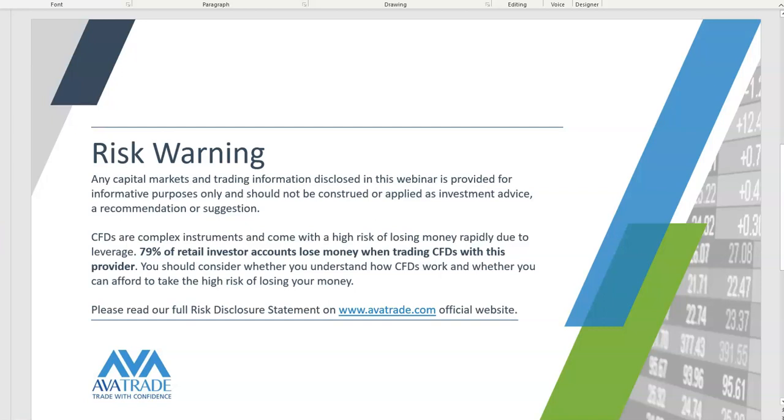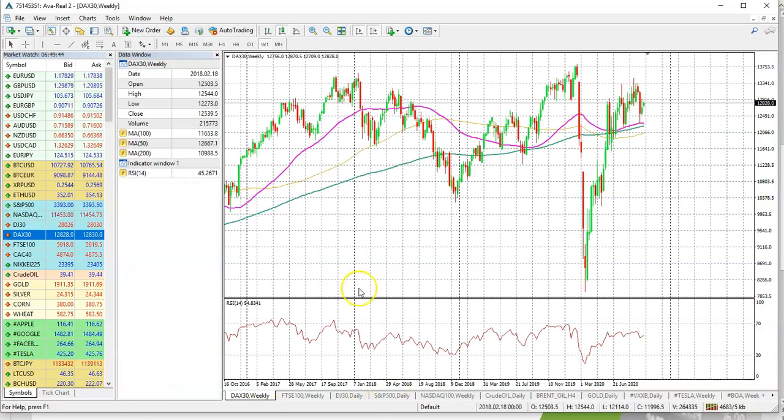Now, as always, I'm going to bring out the MT4 platform and the chart which is right in front of you. This is your weekly time frame chart, as you can see right from here. If you press any of these buttons from the top, it will change the time frame for you accordingly.